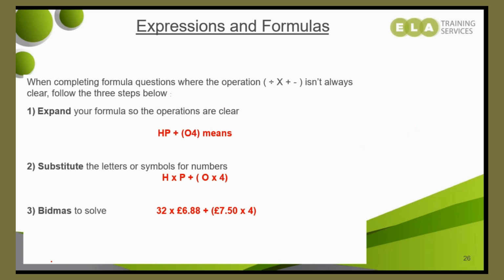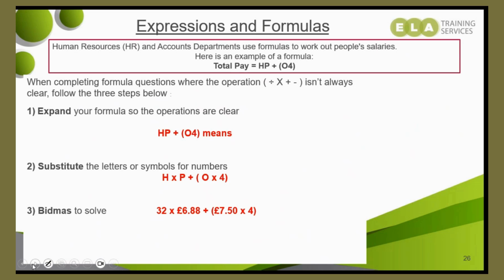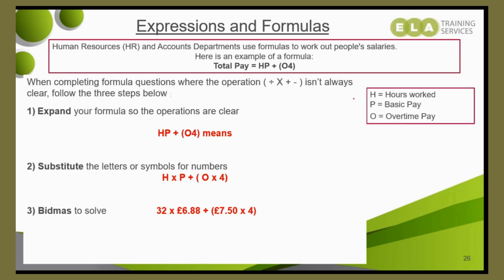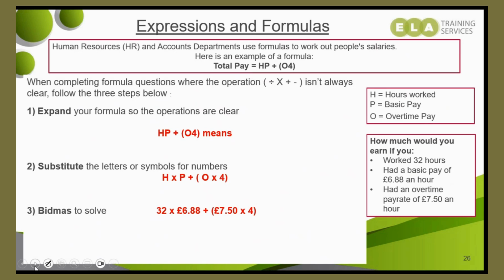So this question here is asking us to calculate the total pay of somebody's pay from working a full week at work. And the formula that's used is total pay equals HP add 04. And we're given some things to help us. We're given that H means hours worked, P means basic pay, and O means overtime. So now, how much would you earn if you worked 32 hours, had a basic pay of £6.88 an hour, and had an overtime pay rate of £7.50?